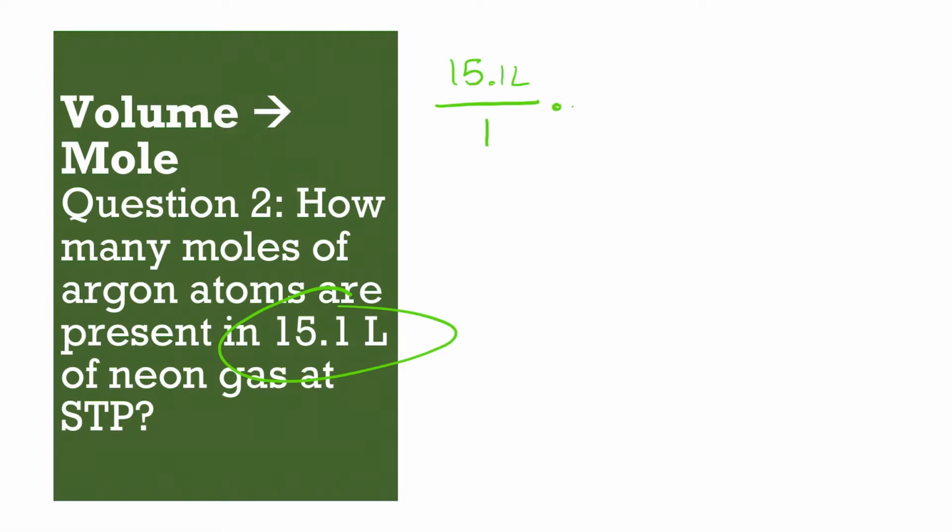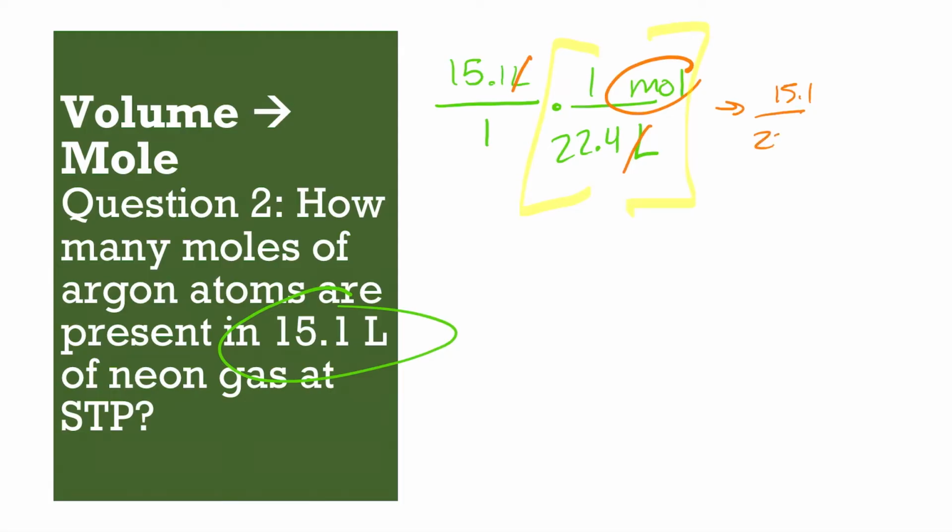Put your given over 1, and then we want liters to cancel, so it goes on the bottom, moles goes on top. In 1 mole, we know we have 22.4 liters. So again, this highlighted in yellow is that conversion factor you need to just kind of memorize. So just double check ourselves, liters cancel out, we're left with moles. So that's 15.1 divided by 22.4, which gives us 0.674 mole. And that is it.